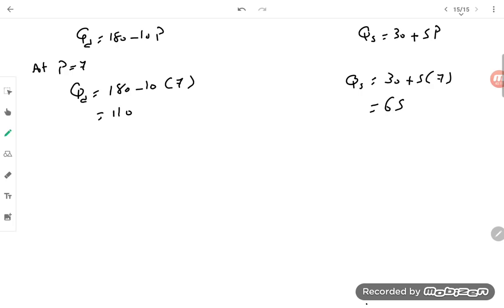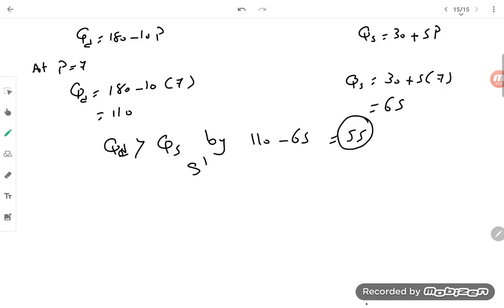Now we have to compare QD and QS, which one of them is greater than the other. We can find that QD is greater than QS. By how much? QD is greater than QS by 110 minus 65, which is 55. So in this case, as QD is greater than QS, this means that there is excess demand or shortage in the market by 55.